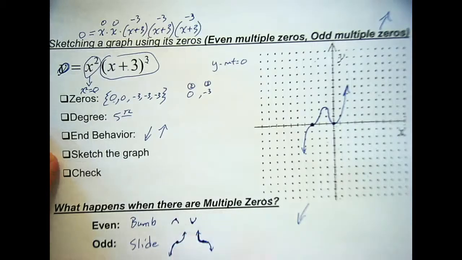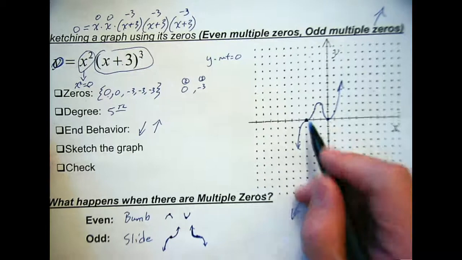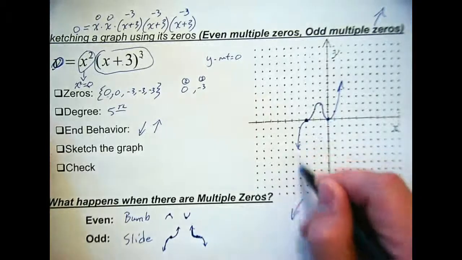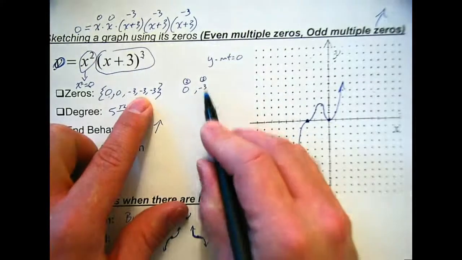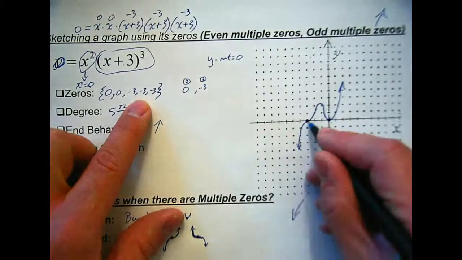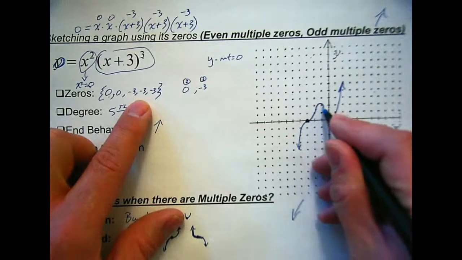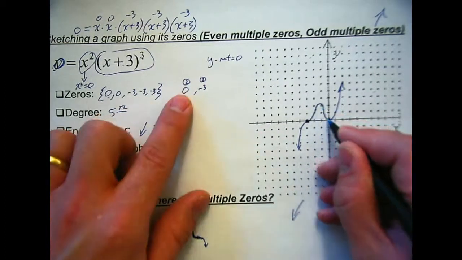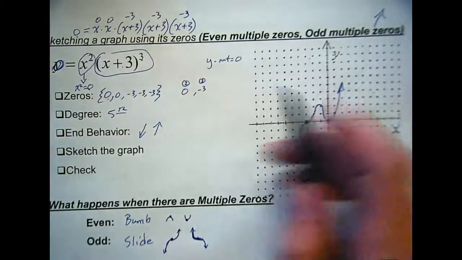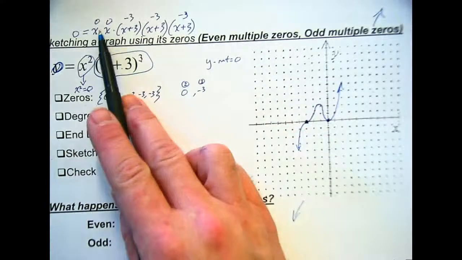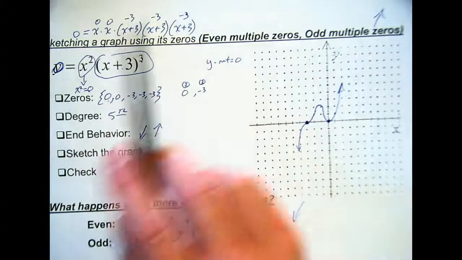So when I plot them at -3 and 0, I start down here, I go to -3, and since there's an odd number of those, there's 3 of them, we slide. We change directions and go down to 0, and since there's an even number of those, we bump and go back up. Y-intercept is 0 because 0 times 0 times -3 times -3 times -3 is 0.